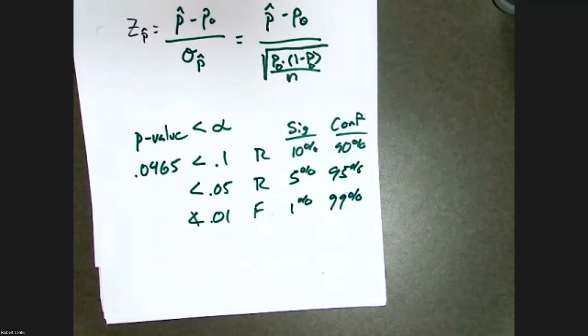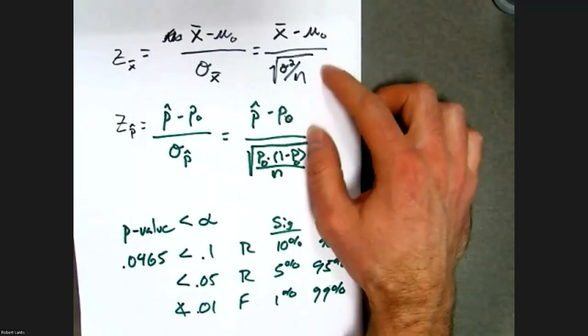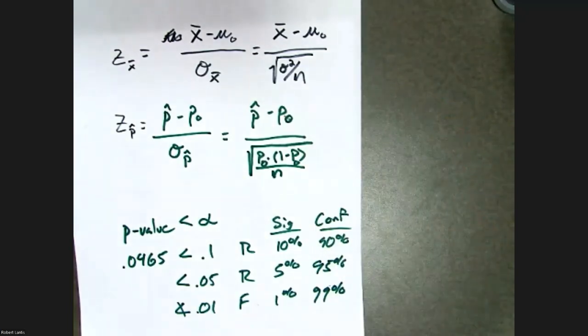Okay. So hopefully you can see with these proportions, it's really the same setup. This is exactly how we did a right-tailed test before. It's just that the test statistic equations, or those z-statistic equations, look a little bit different. Okay.